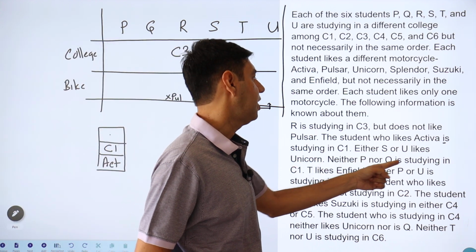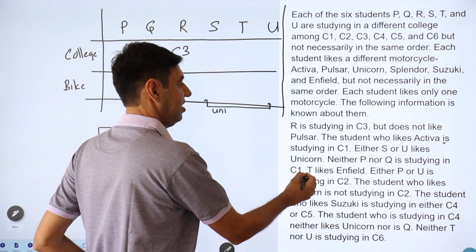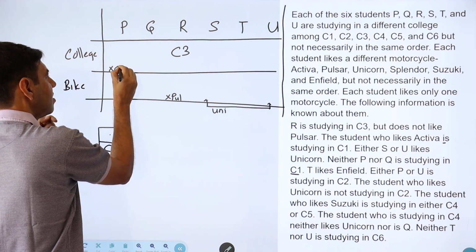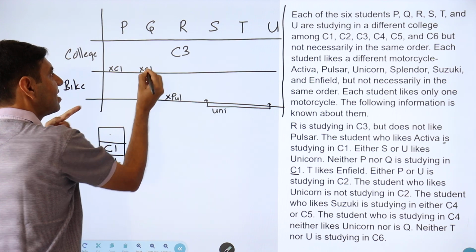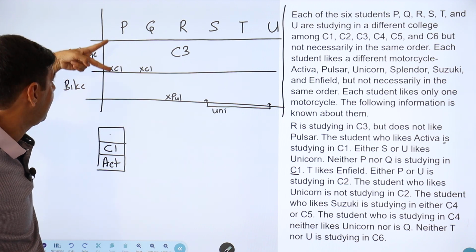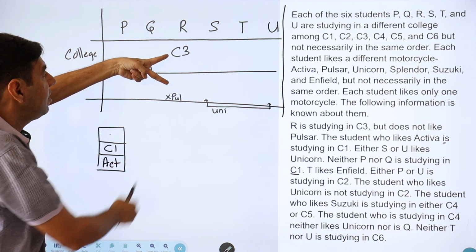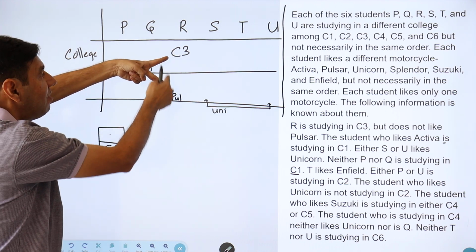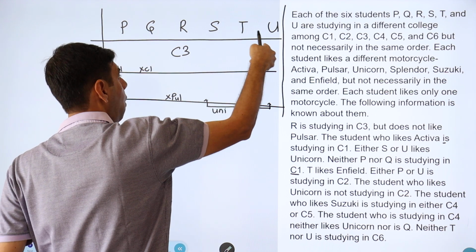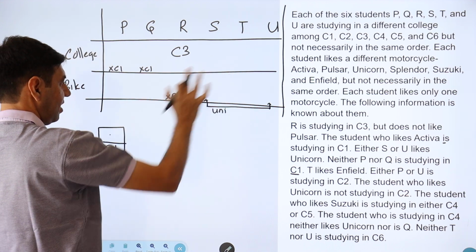Neither P nor Q is studying in C1, and that should catch your attention. So neither P nor Q is C1. What should catch your attention? That C1 is this block. So this block cannot come in first P, cannot come in Q, it cannot come in R because R is already occupied at C3. I need a C1, and it could either be here, here or here, any of these three. Okay, so you have that in your mind.